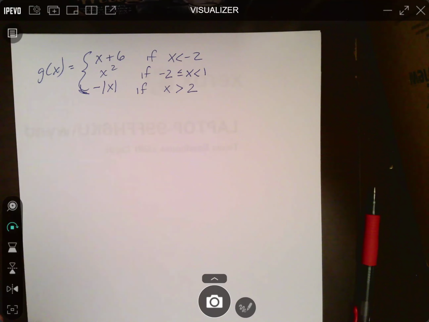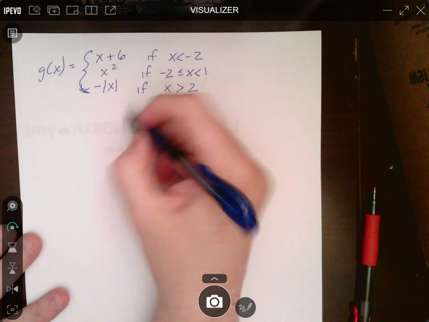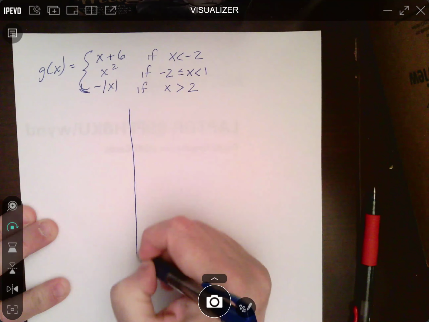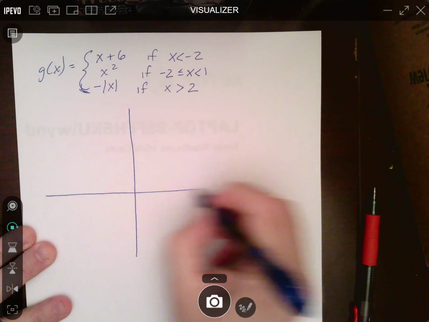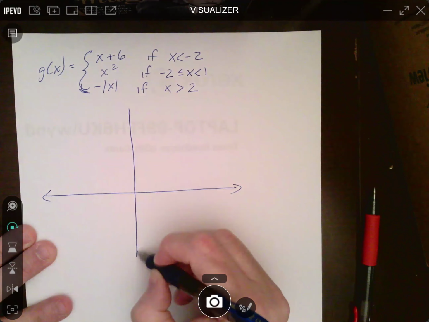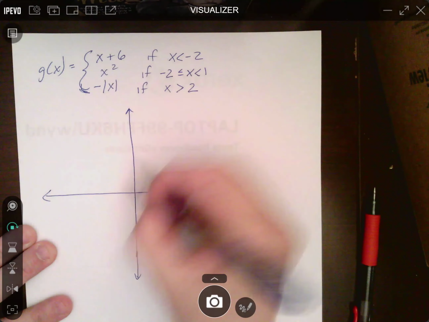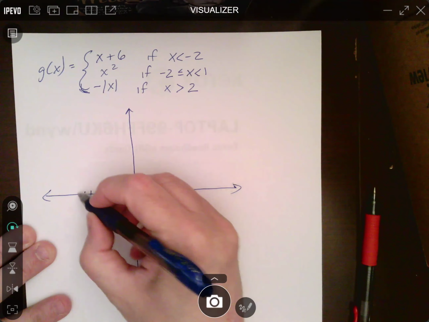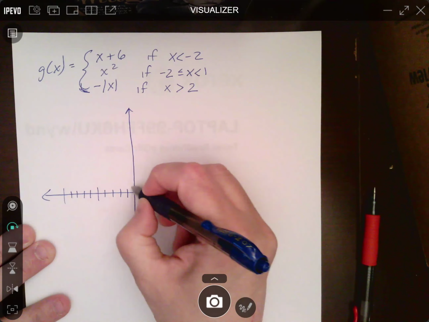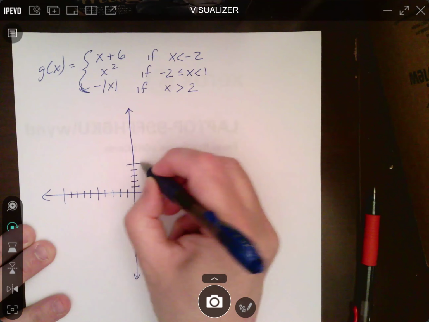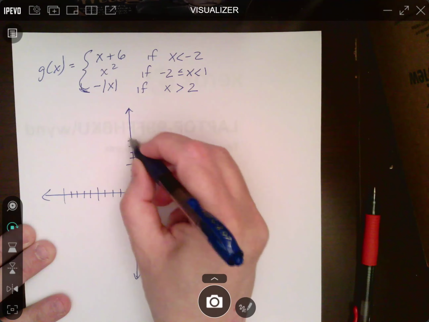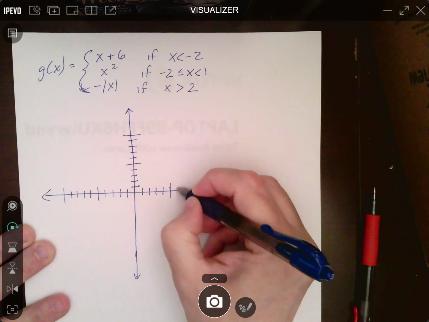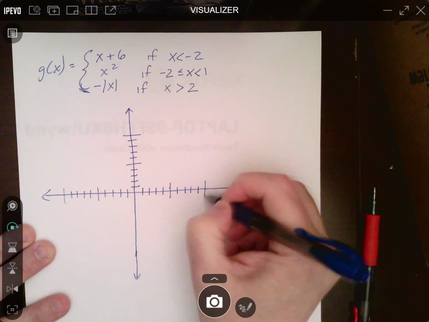Okay, so let's take a look at graphing this. I don't know what I'm going to need, so I'm going to put some stuff in. Try to give some room on the graphing. Try to do it fairly accurately, not just sketch it lightly. And I'm going to go out 10 in each direction because I'm not sure what I'm going to need.